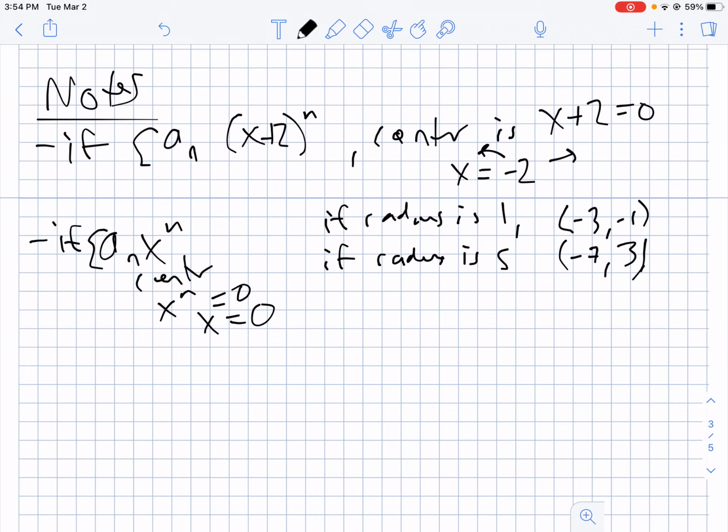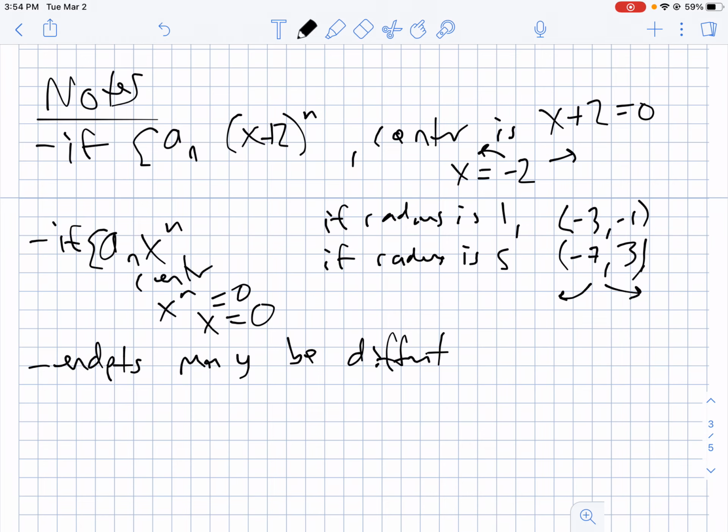And I want to point out, it's always symmetric, right? You're always going 5 in both directions. Now, the endpoints may be different. We saw that, right? One of them might converge, one might diverge. They both might converge, they both might diverge. But that doesn't affect the radius. The radius is the same no matter what the endpoints do.